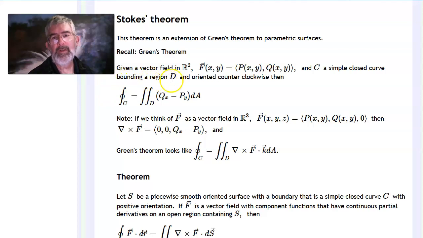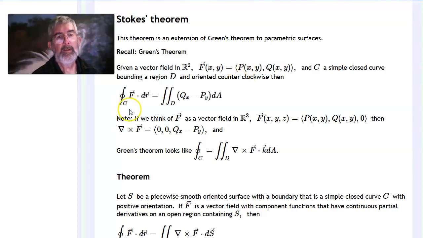So if you're given a vector field in R2, and we're calling it F of x,y equals P comma Q, where P and Q are both functions of x and y, and you've got C, a simple closed curve bounding a region D, and oriented counterclockwise, right? So you're going around the region counterclockwise. Then the line integral around the curve C of F dotted with dr is the double integral of partial of Q with respect to x minus partial of P with respect to y dA, and that's the double integral over the region D.